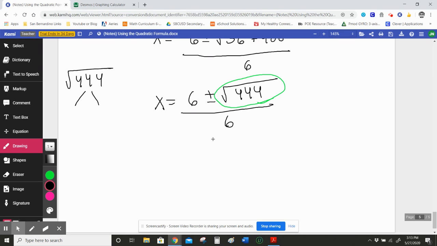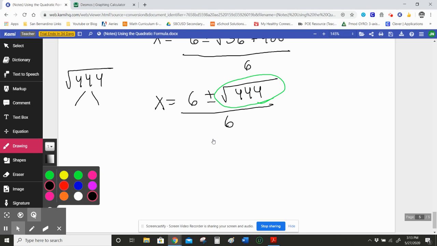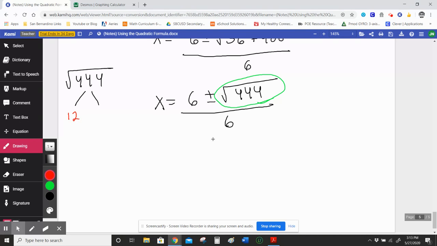When I check this with my calculator, it tells me that 444 can actually be factored as 12 times 37. Now 37 is a prime number, so I can't break that up anymore. But 12 I can break up a little more. So 12 can be broken up as 4 times 3, and then 4 can be broken up into 2 times 2.